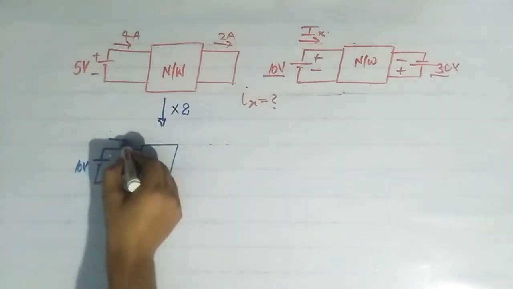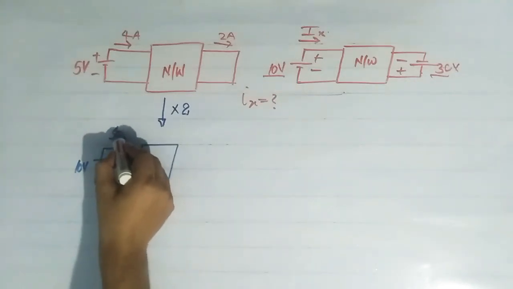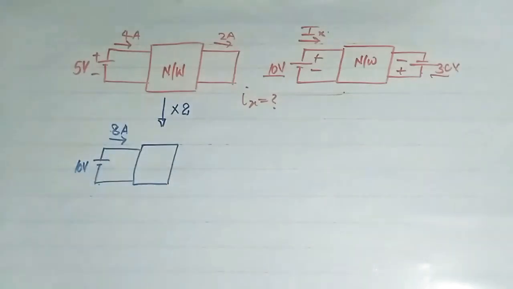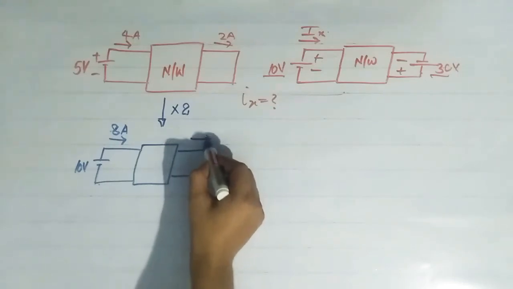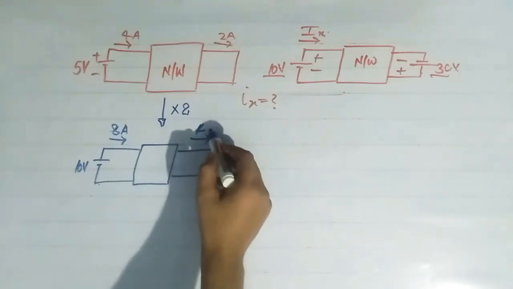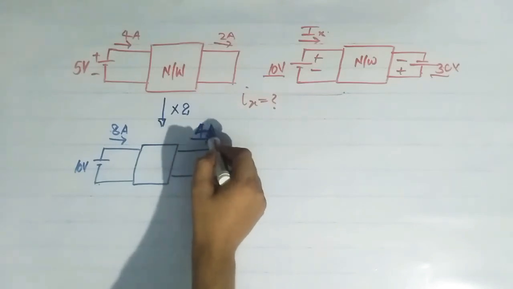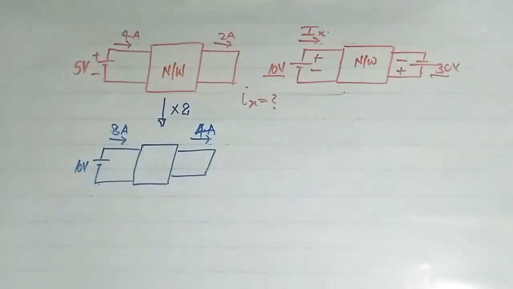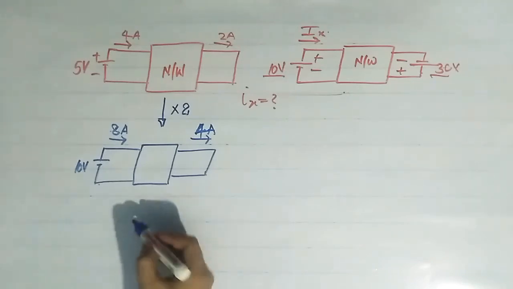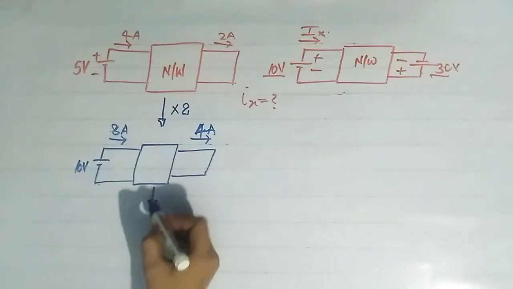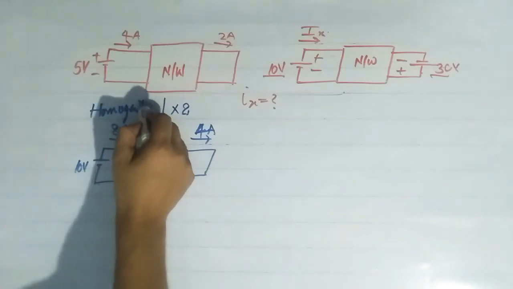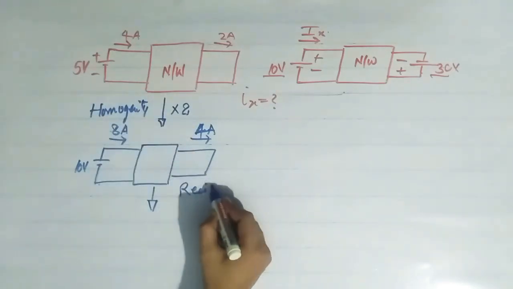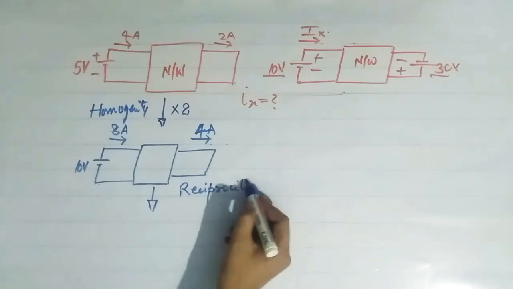Then current in this branch will become 4 into 2, that is equal to 8 ampere, and current in this branch will become 2 into 2, that is equal to 4 ampere. Okay, here it is homogeneity. Now we will apply the concept of reciprocity. In reciprocity we simply interchange.